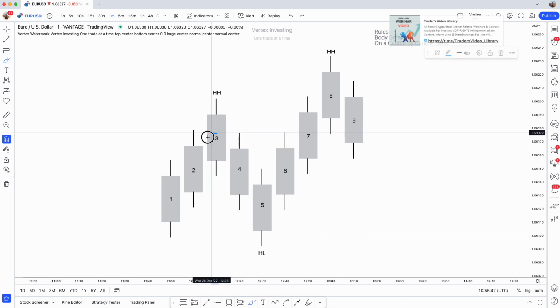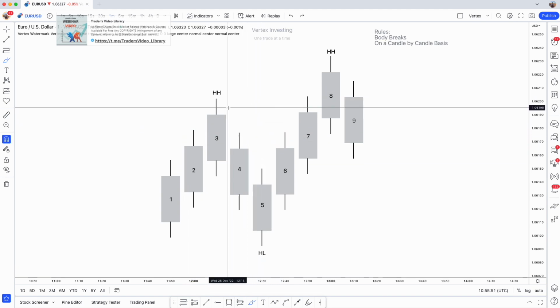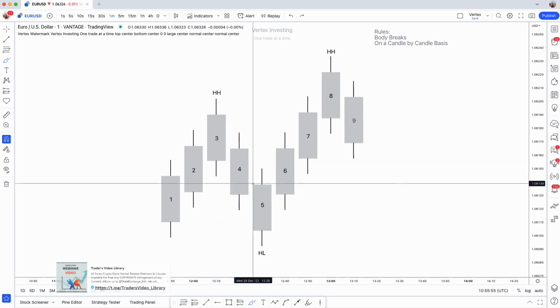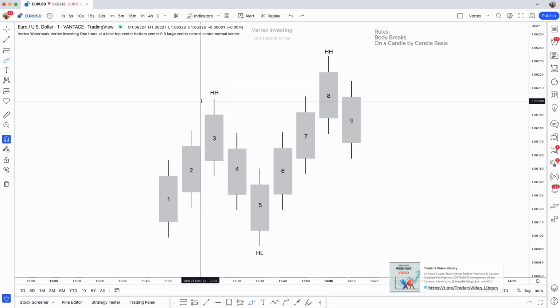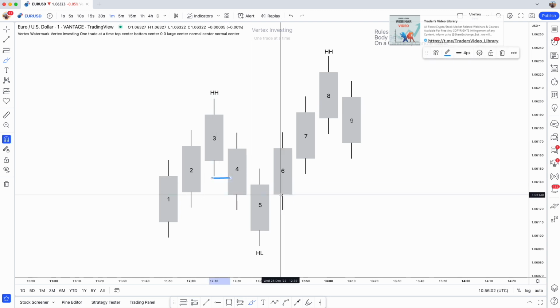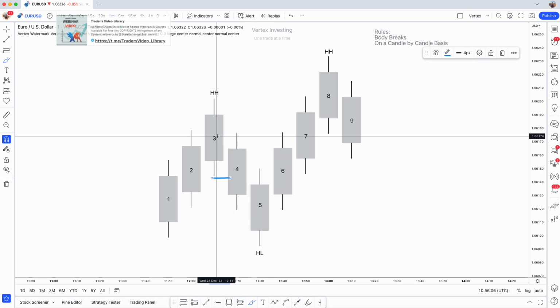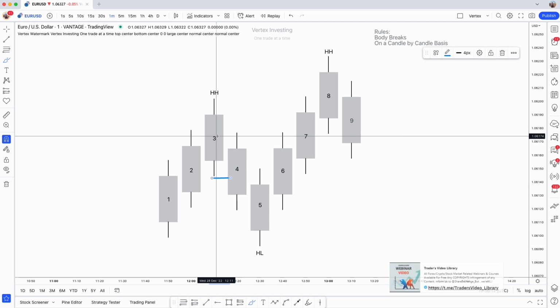Then candle number 3 goes on to take out candle number 2's high. And then what happens? Candle number 4 takes out candle number 3's low. So what this means is that this high is now confirmed. The reason it's confirmed is because candle number 4 has taken candle number 3's low. When you're forming a high, your high is confirmed once the candle that formed the high has been broken to the downside, and it's vice versa.